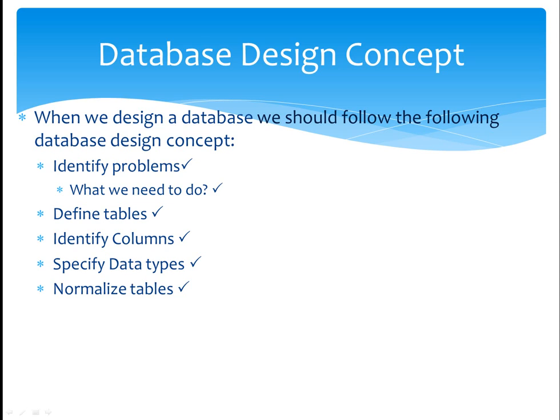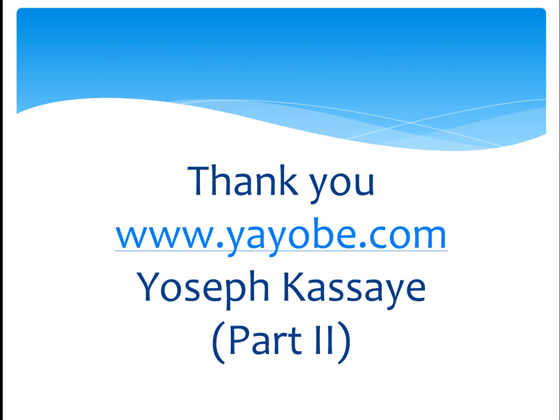Then we have to normalize the tables. We have to avoid redundancy. And then we have to specify keys, either primary key or foreign key, and then we have to define the relationships between tables. After we do this, the next one is coding. And in chapter 3, we'll see how we can start using SQL Server 2012, and we'll see how we can start coding.